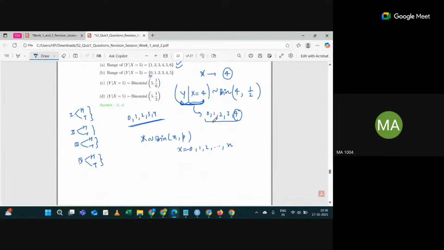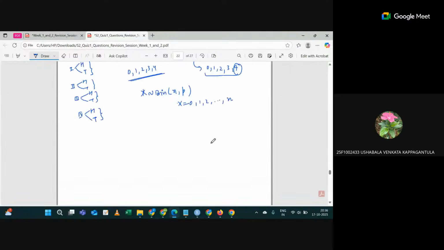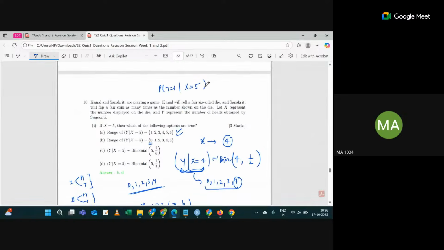If everyone has pen and paper, can you solve this and let me know whether you are getting 0.16 as the correct answer? Okay, question. So let me write here itself. You have to calculate probability y equal to 1 given that x equal to 5.